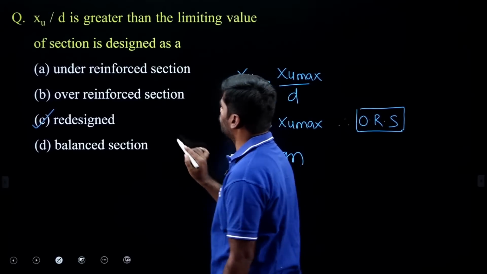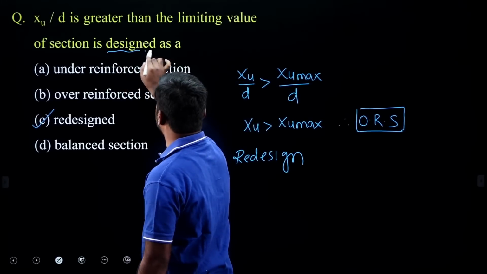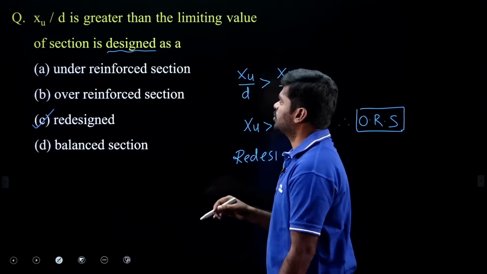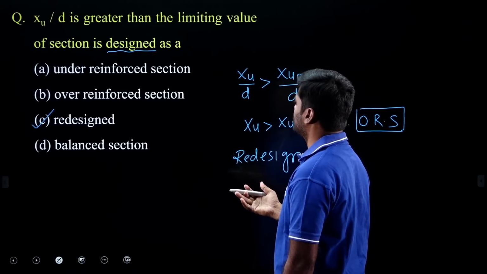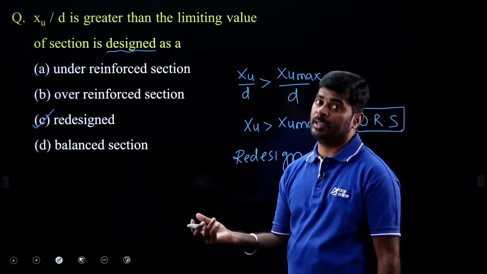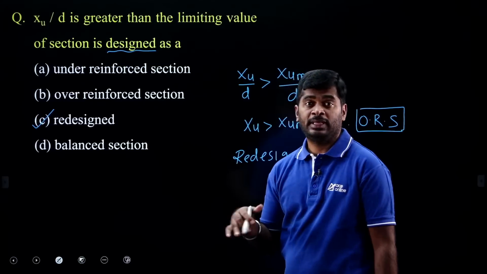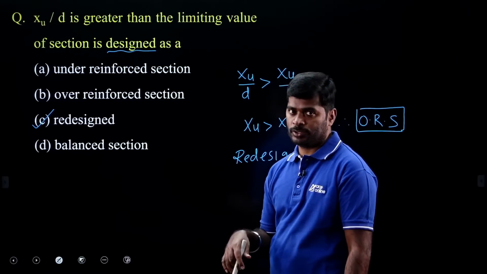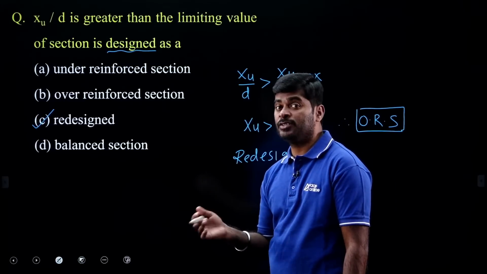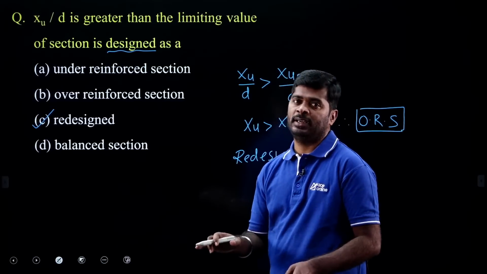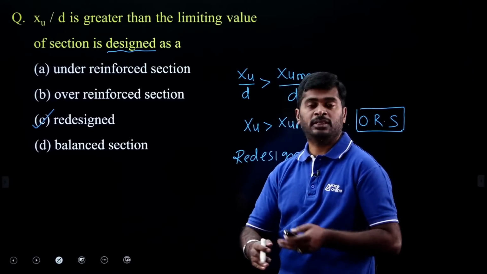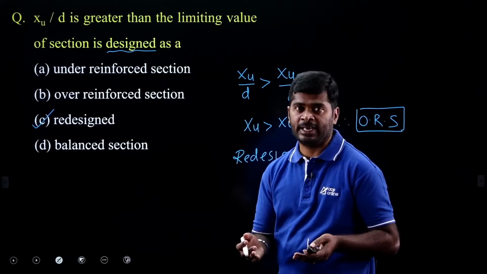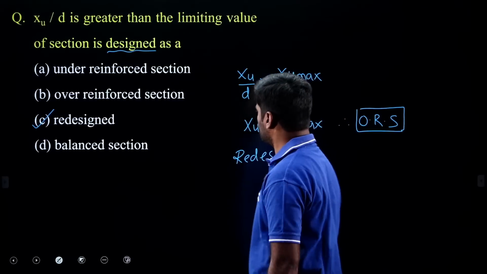Don't pick up over reinforced, because they ask how it is designed. Suppose the question is like this, XU by D is greater than the limiting value of the section, then it is. Definitely at that time you pick up option B. Then the section is over reinforced. Okay? But the question is how it is designed as. We don't design it. It is an over reinforced section, so nature of failure is sudden. That's why we don't design it. Okay. Next question.